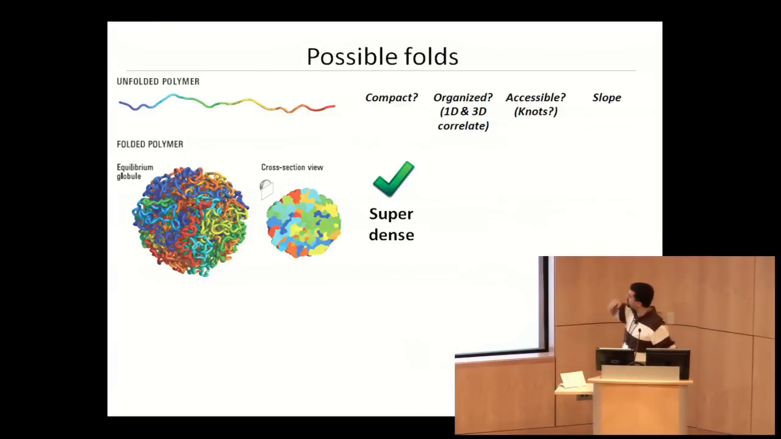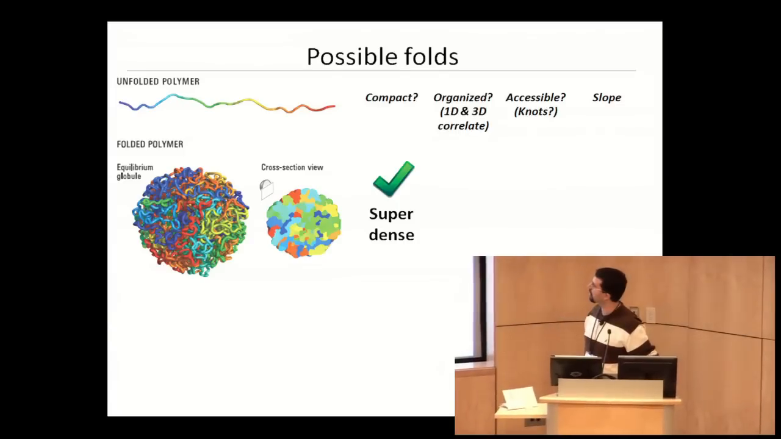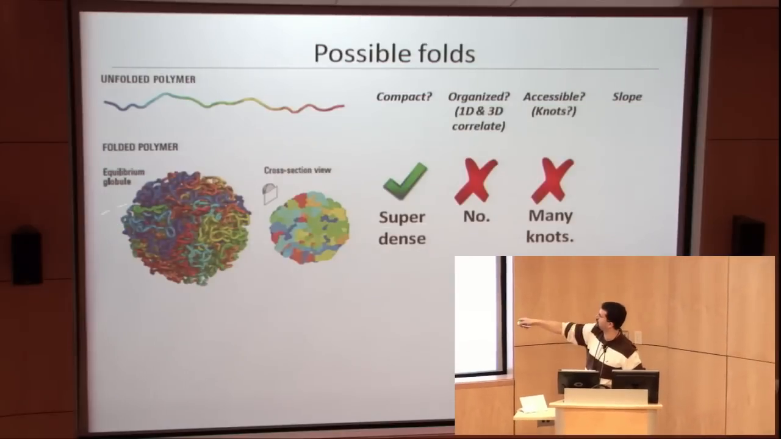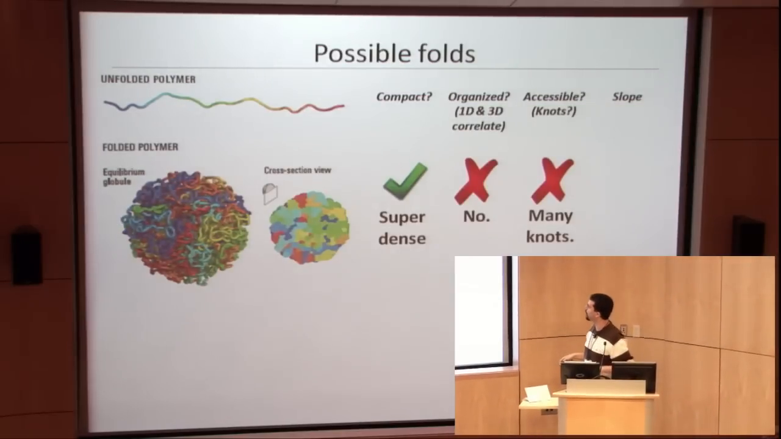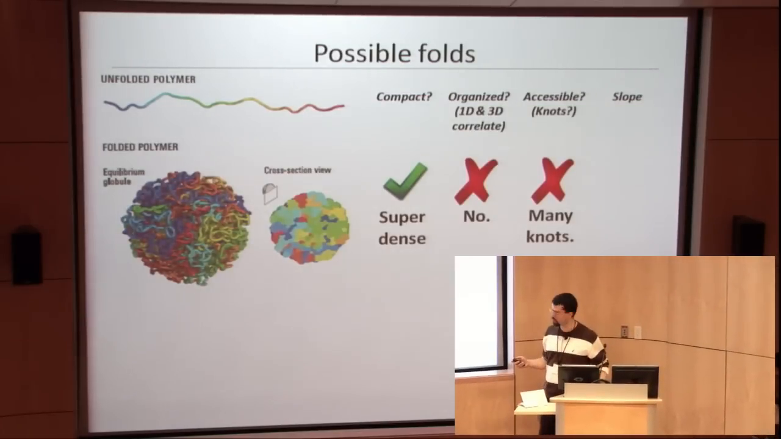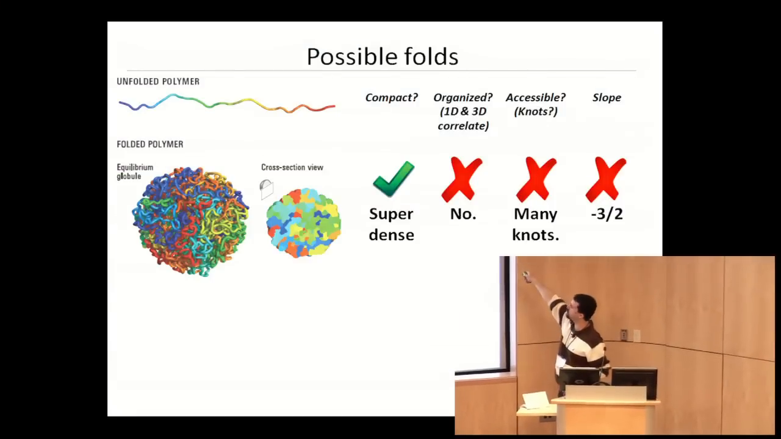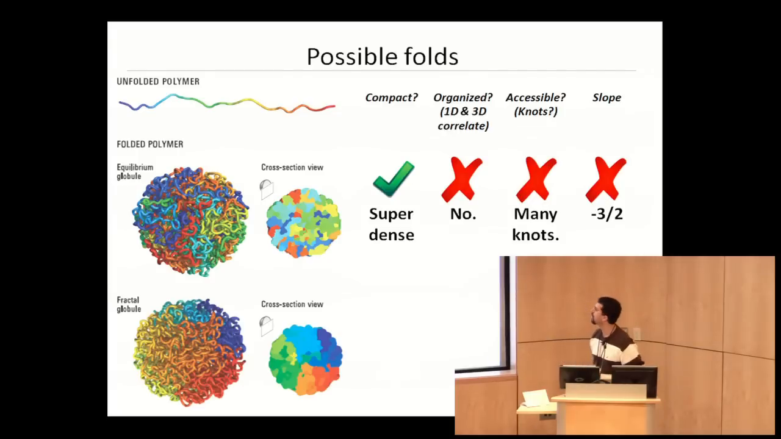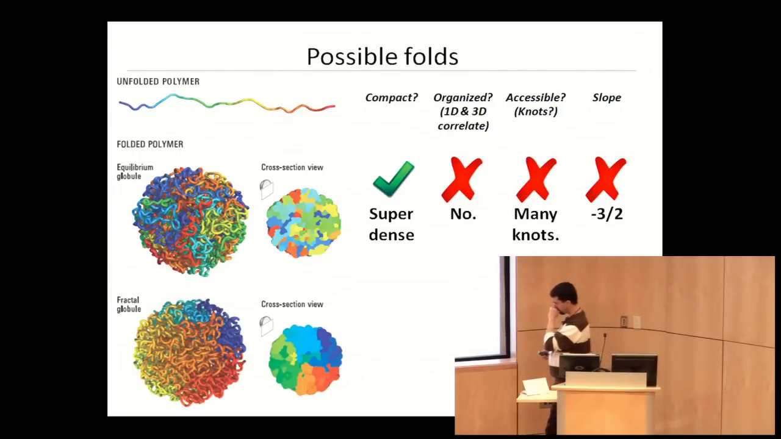OK. Well, is this a good file system for your cell? Well, yeah, it's compact, but no, it's a disorganized mess. It's actually totally loaded with knots. All of this is forgivable if physics only gives you one option, but what's not forgivable is that this would produce a linear trajectory, exactly like the one that I showed you on the previous slide, but with the wrong slope. That was very depressing.